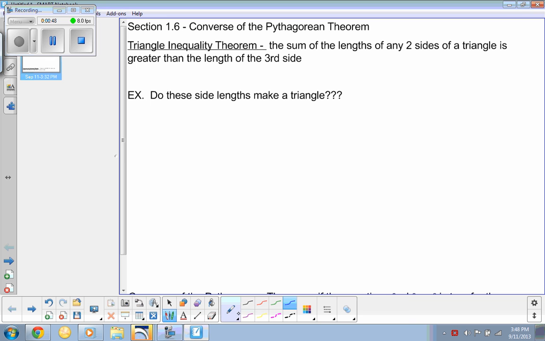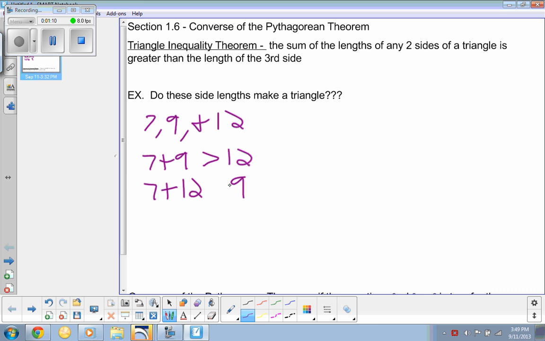Well, let's see. If I have sides of a triangle that are 7, 9, and 12, it says the sum of the lengths of any two sides. So if I add any two sides together, is it going to be greater than the third side? Is 7 plus 9 greater than 12? Yes. Is 7 plus 12 greater than 9? Yes, it is. And the two that I have left are 9 and 12. When you add 9 and 12 together, would it be greater than 7? Yes, it would be greater. So that one works.